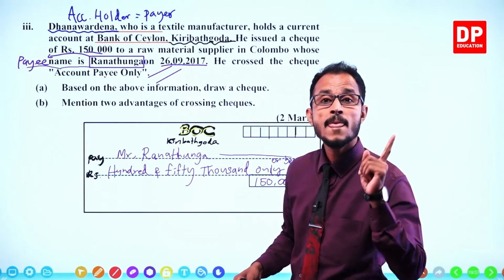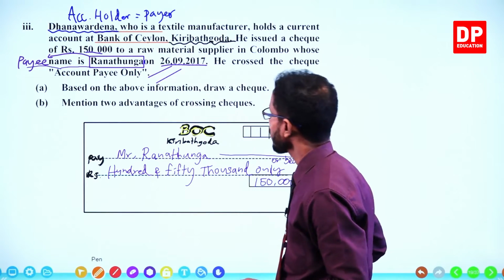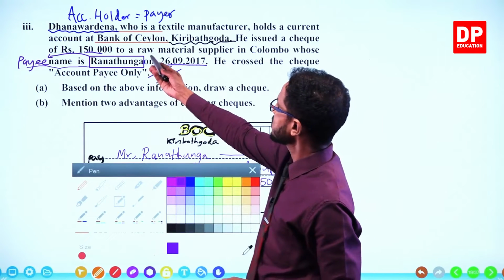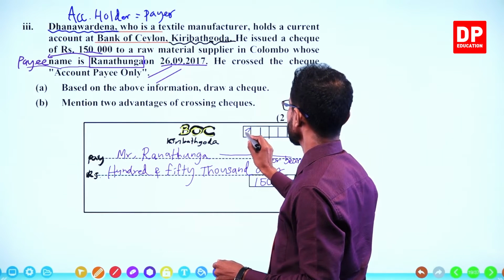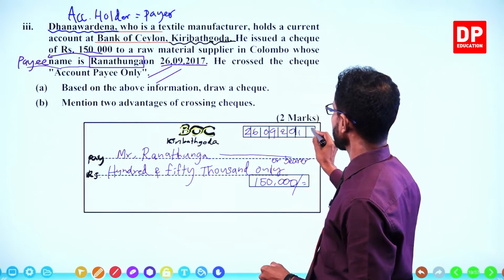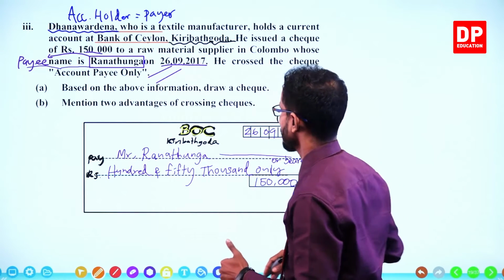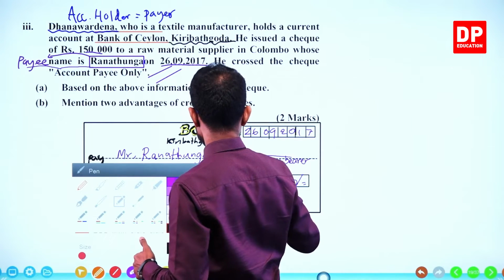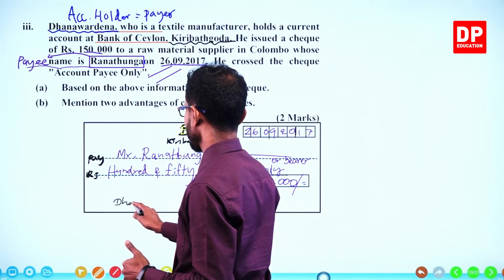The account holder's name should be here. Put the date now. Date is what? On 26th, 9th, 2017. All the boxes are filled neat and tidy, right? Then the account holder's name, Dhanavardhana, should be here.